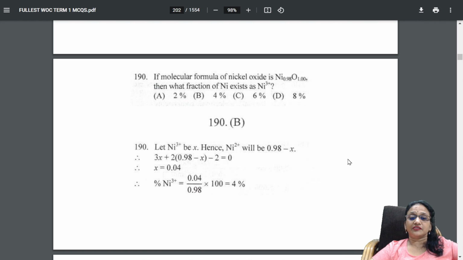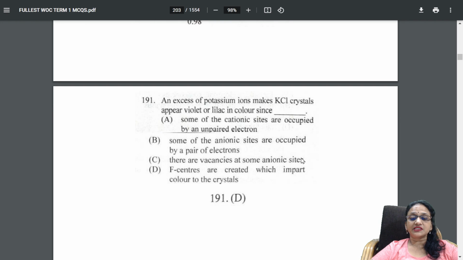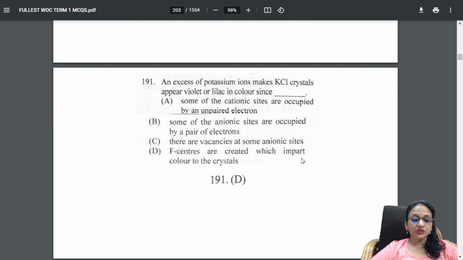This is about the ratio in which non-stoichiometry is maintained in the crystal. That is also one of the defects. Like FeO, you have seen one example like that. NiO, nickel oxide, is also such a case. And further we will see about the F centers.